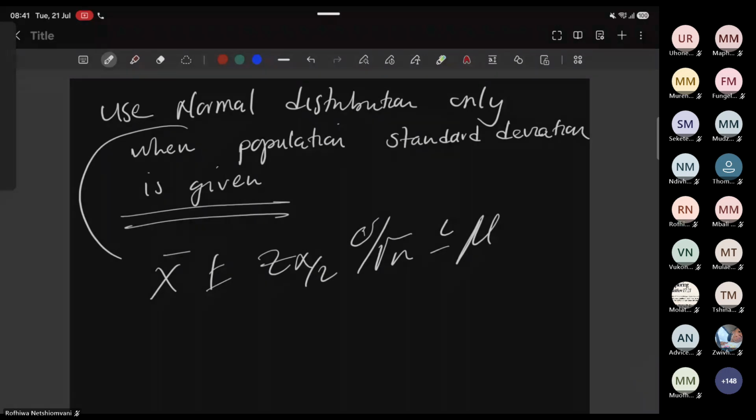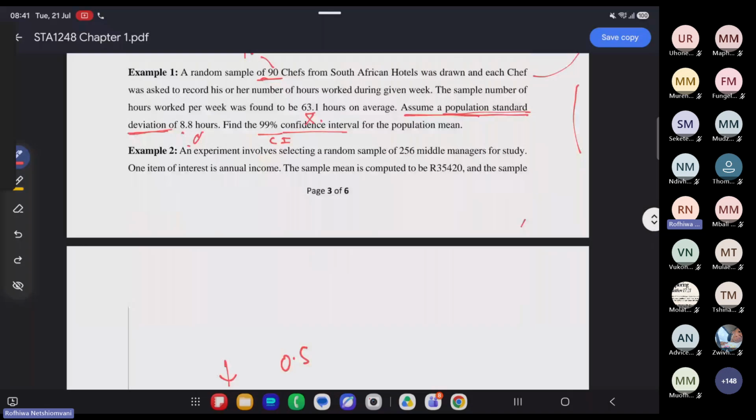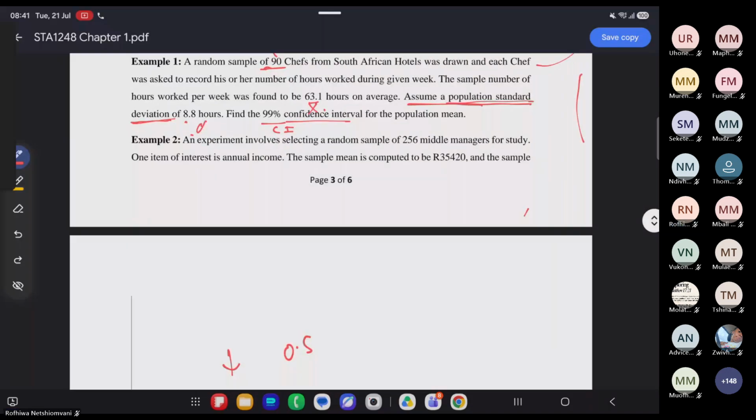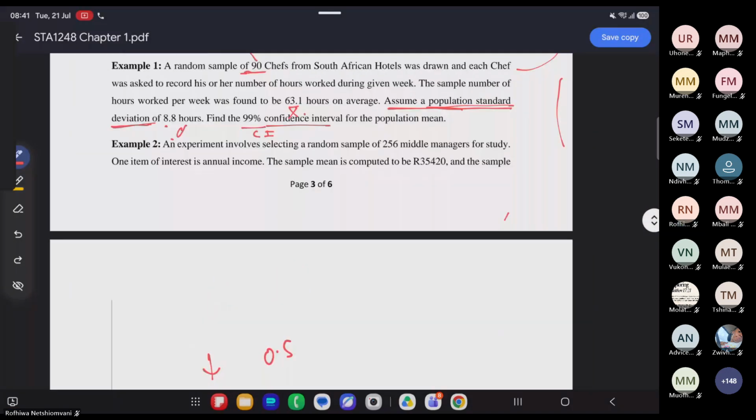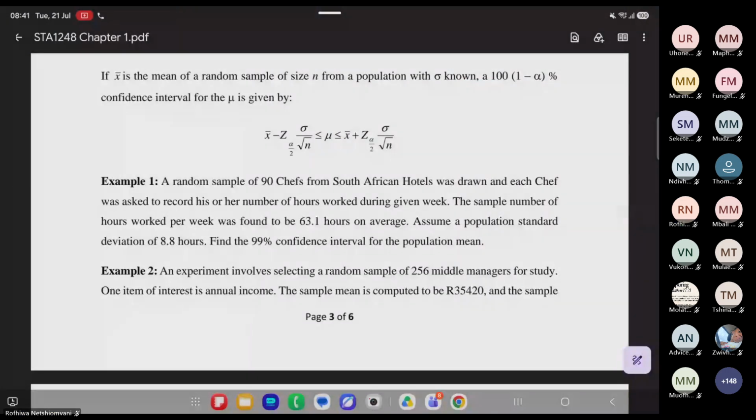Now, that would then takes us to the next part. So if you read the example, discard. So read example number 2.